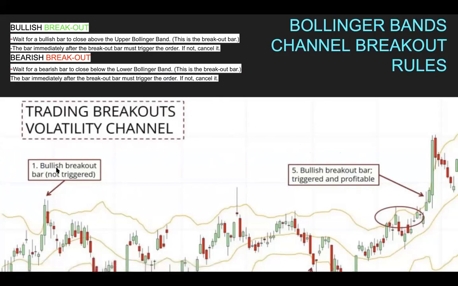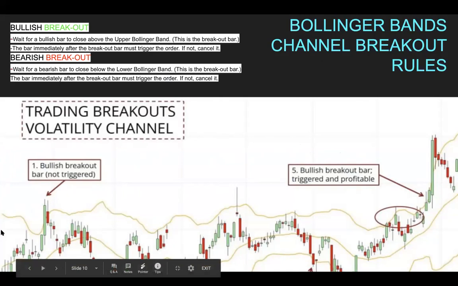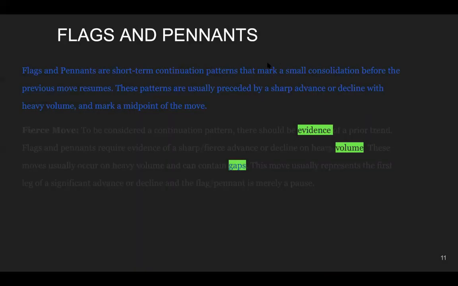You're gonna get little fake outs here, right? If you don't wait for the trigger, you can essentially get little fake outs here and there. It happens, as long as you minimize your losses.